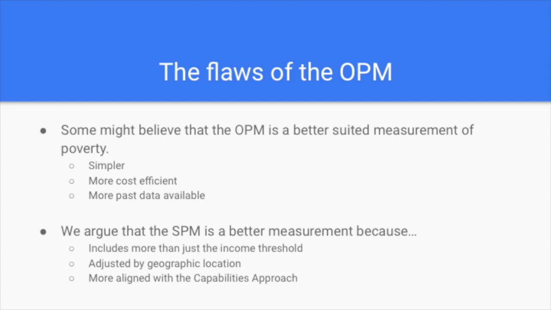We argue that the SPM is a better measurement because it includes more than just the income threshold, it's adjusted by geographic location, and the SPM is more aligned with the capabilities approach and to our definition of poverty than the OPM because it's quasi-relative. It takes into consideration all aspects of a human's life, which include where they live and the quality of that life, fully embodying the core values of the capabilities approach.